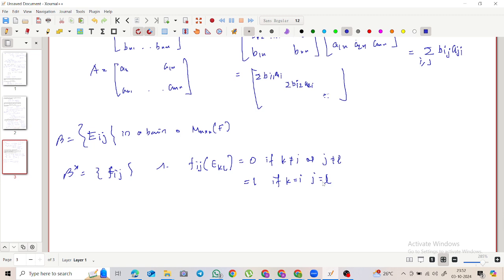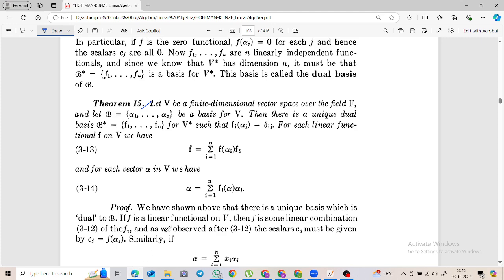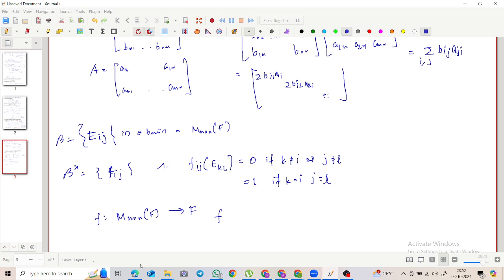And if f is any linear functional from this, so what was f's form? f was of the form this, right? So f is summation over i, j of f(E_ij) times the dual basis element, right? This was the form, right? Yeah. Okay.